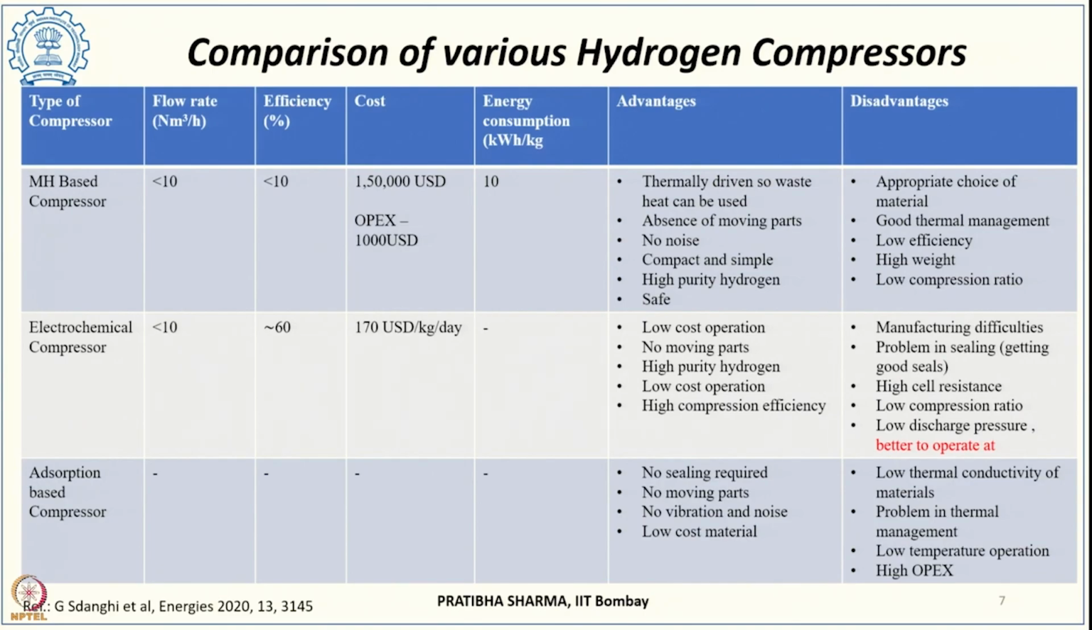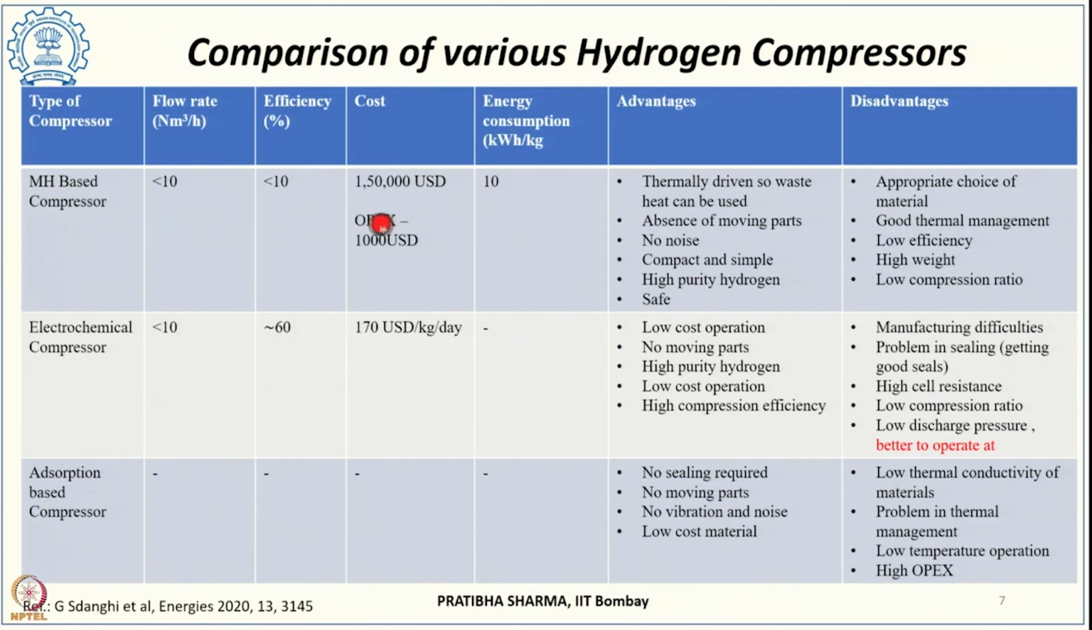Then the non-mechanical compressors we have seen were metal hydride based compressors, electrochemical and adsorption based compressors. Metal hydride compressors are suited for lower flow rate, 10 normal meter cube per hour. Their overall efficiency is poor, cost is lower than the reciprocating type of compressors, 1,50,000 USD, that is the capex. Even the OPEX cost is also lower for metal hydride based compressors. If we compare, it is 1000 USD for metal hydride based compressor and 9000 USD for reciprocating type, or the mechanical compressors. Energy consumption is 10 kilowatt hour per kg.